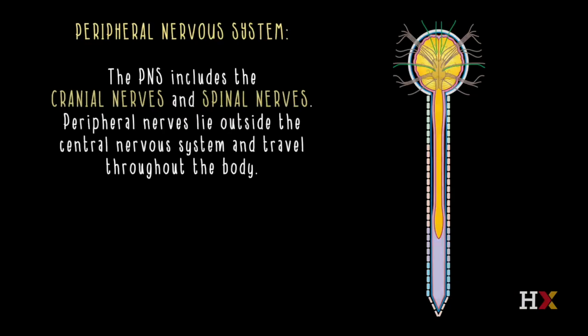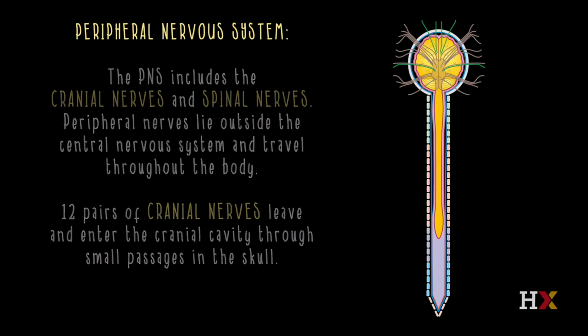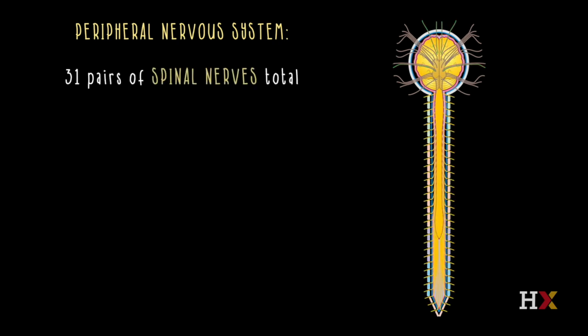There are two broad categories of peripheral nervous system: cranial nerves and spinal nerves. There are 12 pairs of cranial nerves. Those leave the brain and travel across the cranial cavity through the meninges, taking layers of meninges with them and leaving the skull through small passages. The 12 cranial nerves are supplying structures in the head primarily, and they're numbered from 1 to 12, beginning with the olfactory nerve. In addition to the cranial nerves, there are 31 pairs of spinal nerves.